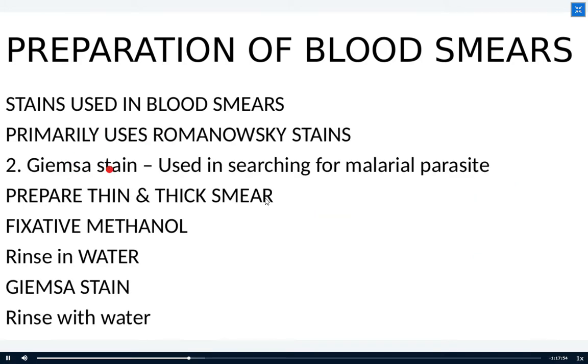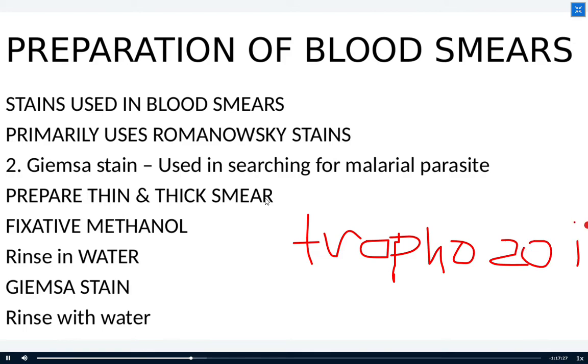And another type of stain would be your Giemsa stain. Now, your Giemsa stain would be the one you use for your malarial parasites. Now, again, you have to use your methanol, rinse in water, then you have your commercially prepared Giemsa stain. So, you dip nyo lang sa Giemsa stain and you could visualize na your parasites, specifically your trophozoites. Trophozoites ng malarial parasite. So, di ba maraming life stages yung malaria nyo? So, one of the most commonly seen would be your trophozoites.